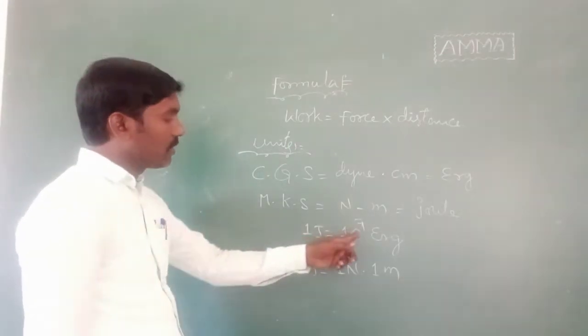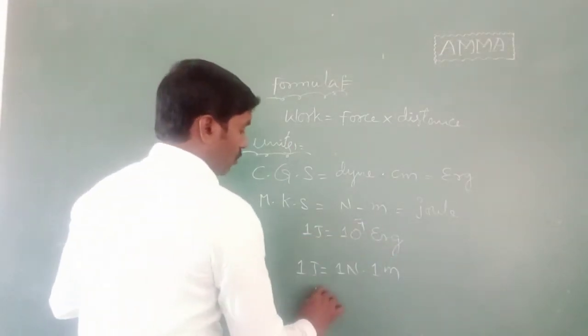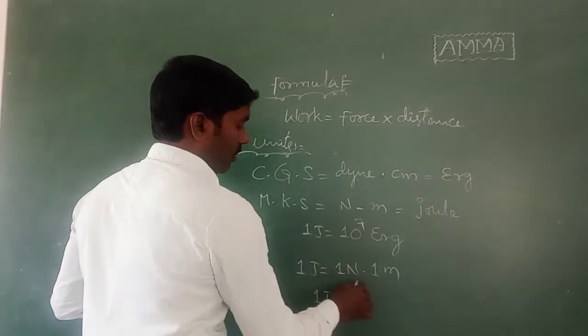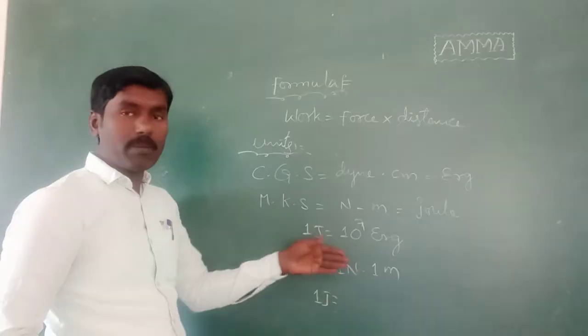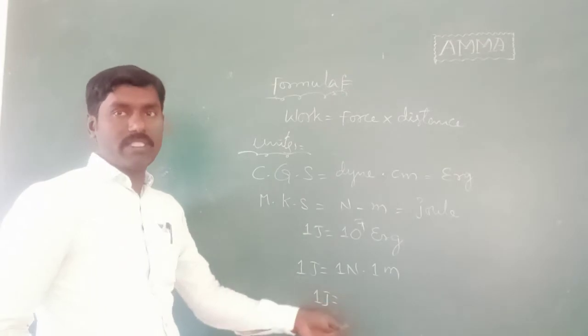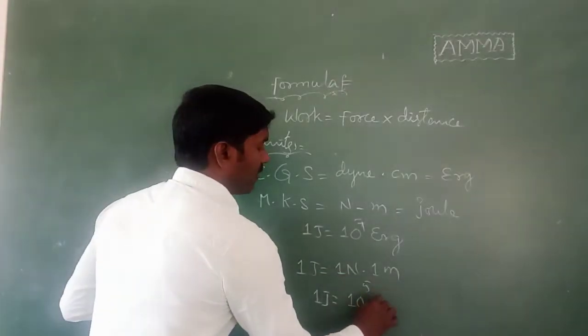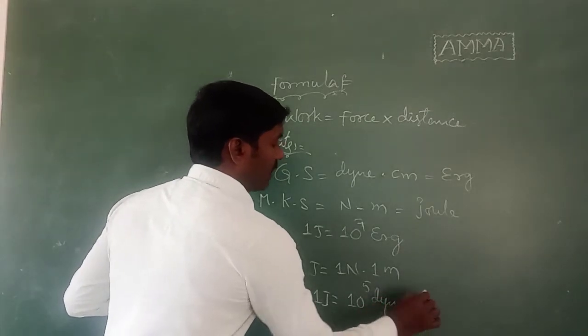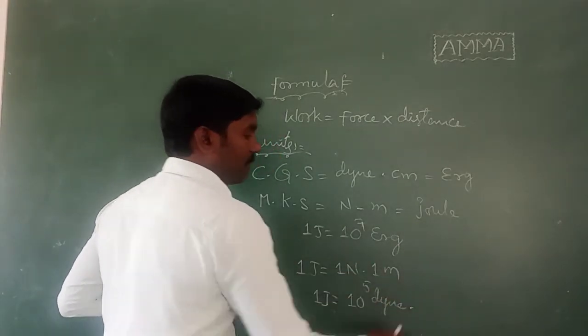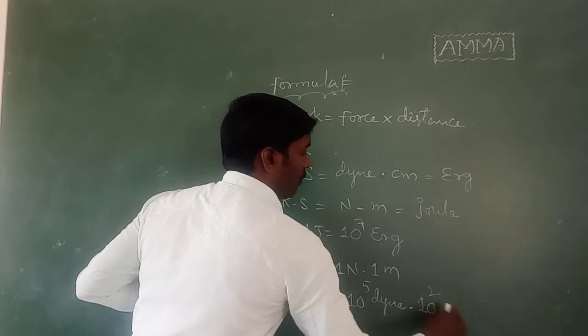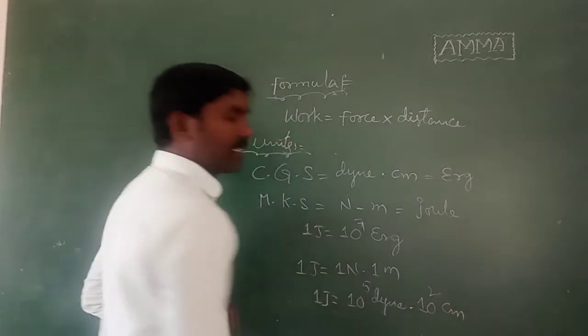So let us find out that this value 1 joule is equal to 1 Newton into 1 meter. Let us convert this value from the MKS system to the CGS system. That is all we are doing here. So 1 Newton is equal to how many dynes? 10 power 5 dynes, into 1 meter, which is equal to how many centimeters? 10 power 2, I mean 100 centimeters. We can write in power form as 10 square.